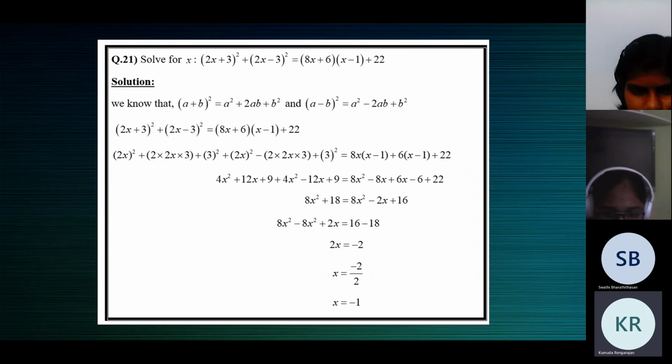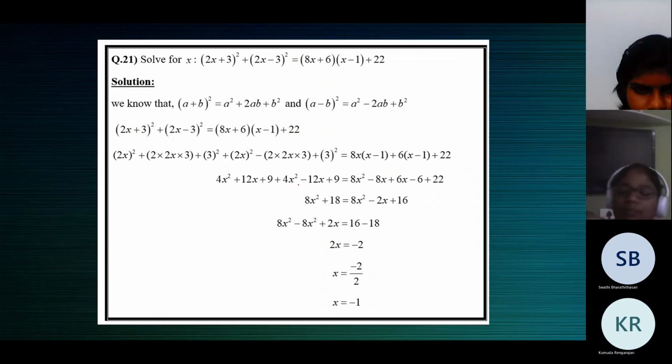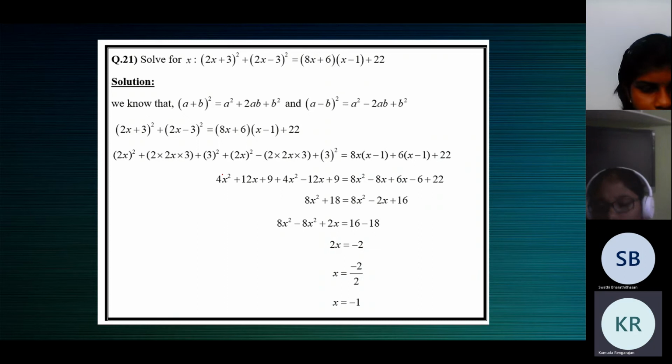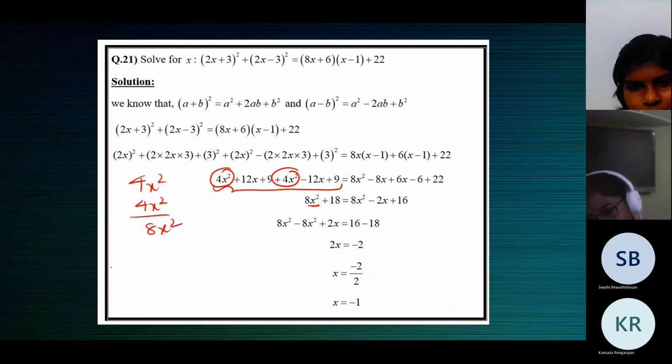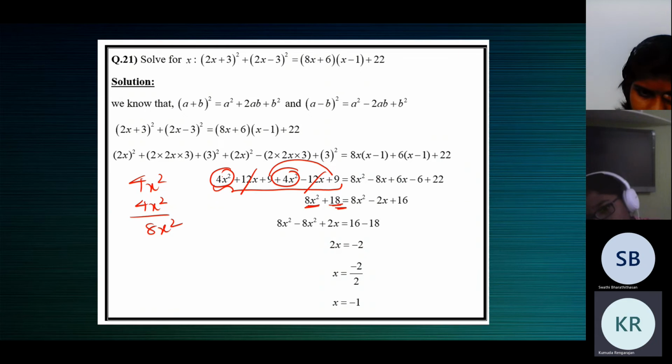So now we have opened up the brackets. Let's simplify now. On the left hand side, you can see 4x square plus 4x square is 8x square. Adding like terms. Then plus 12x minus 12x is 0, so they get cancelled. 9 plus 9 is 18. So you can see 8x squared plus 18.